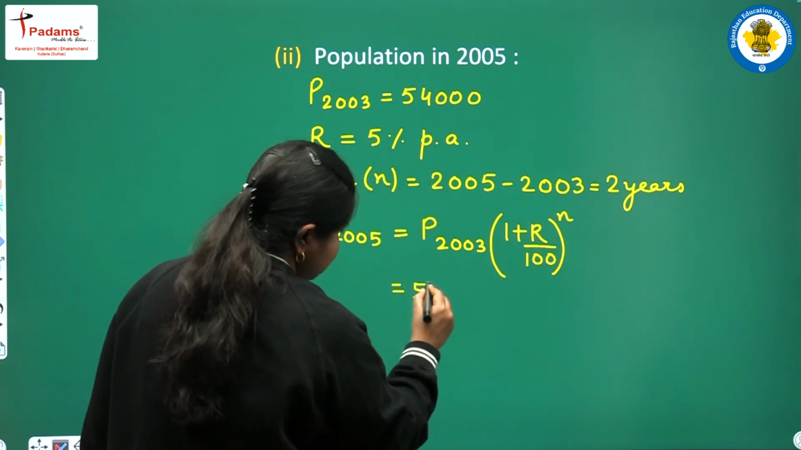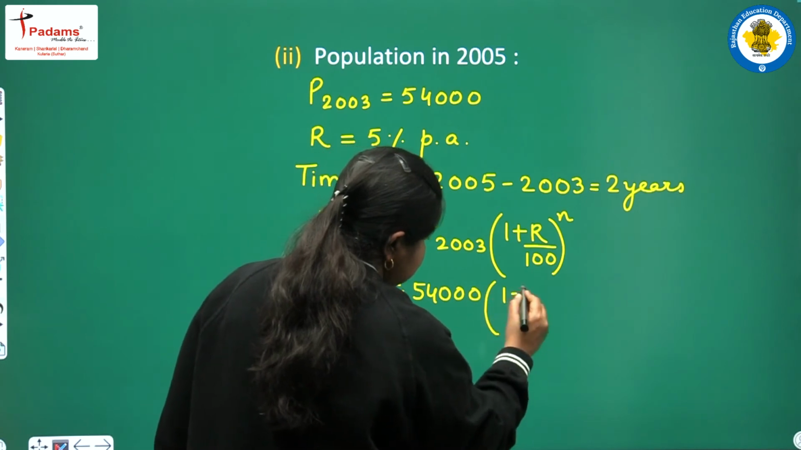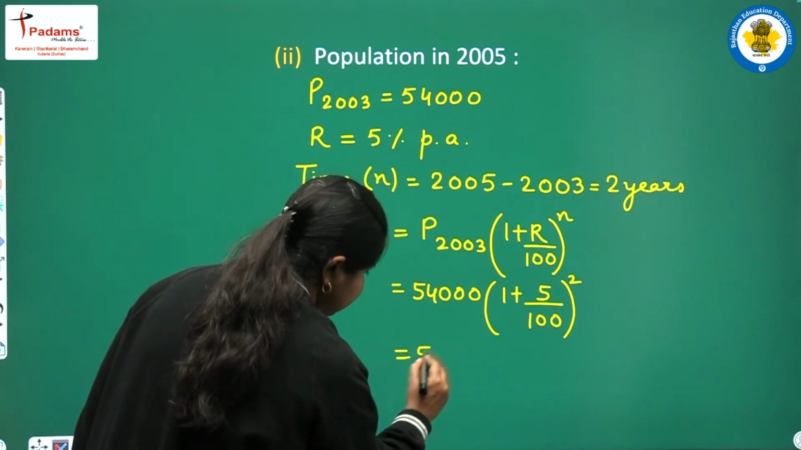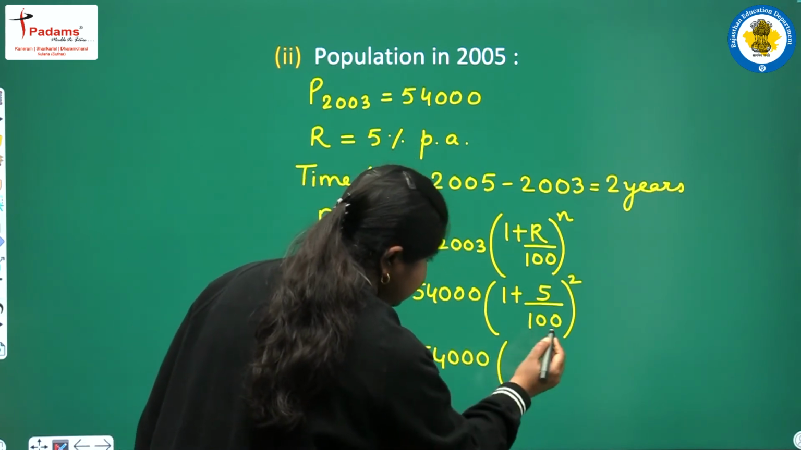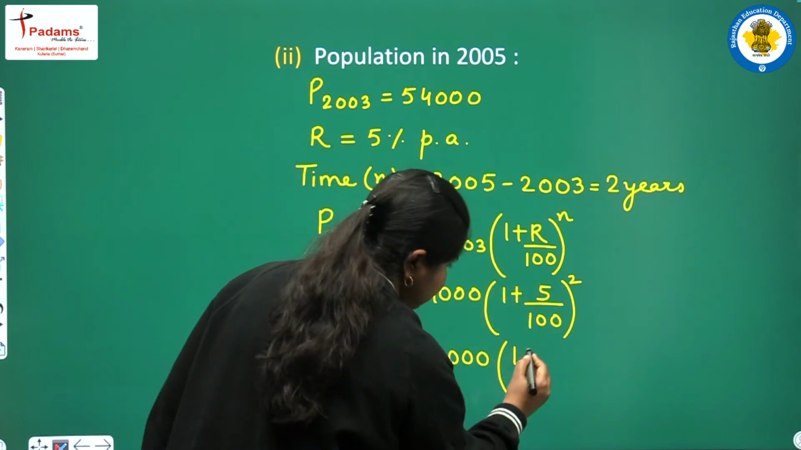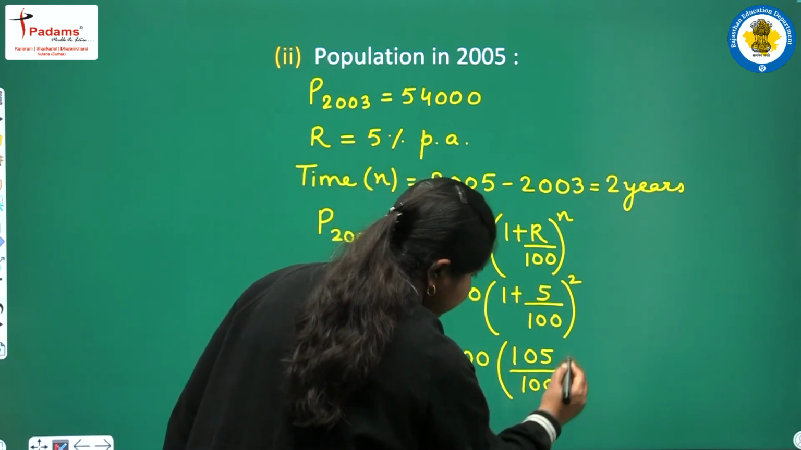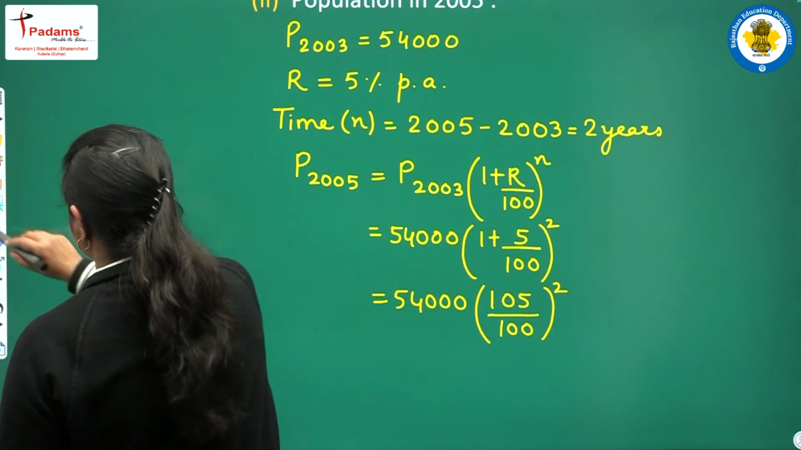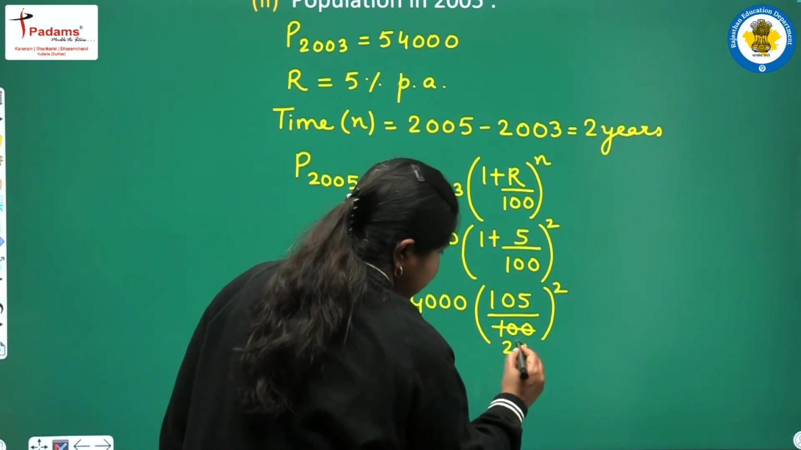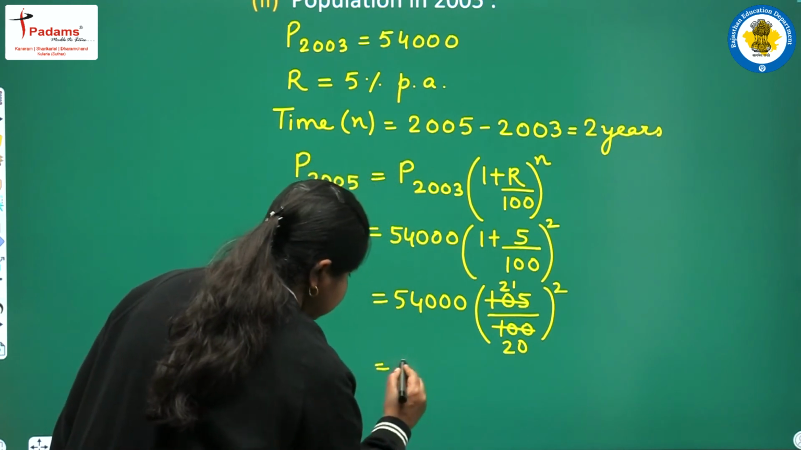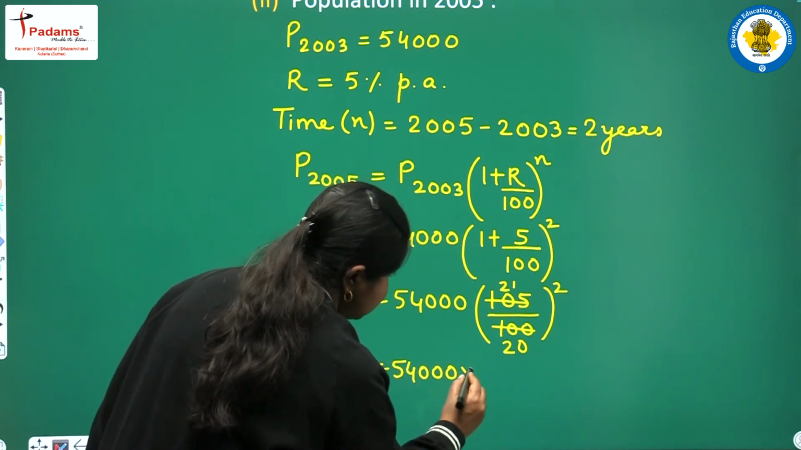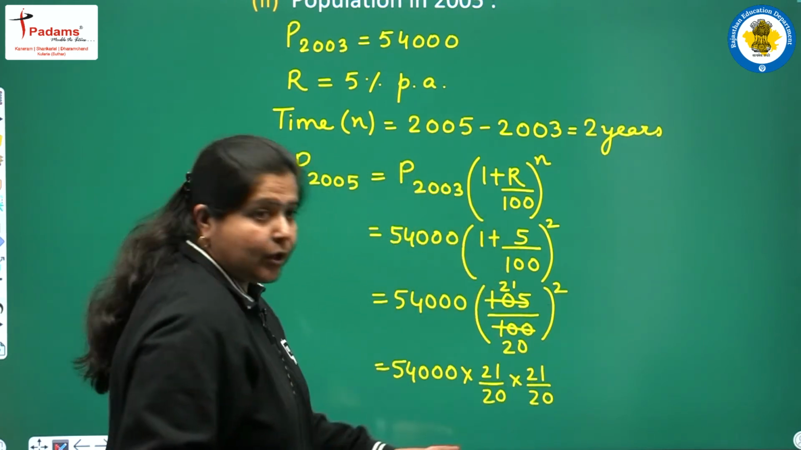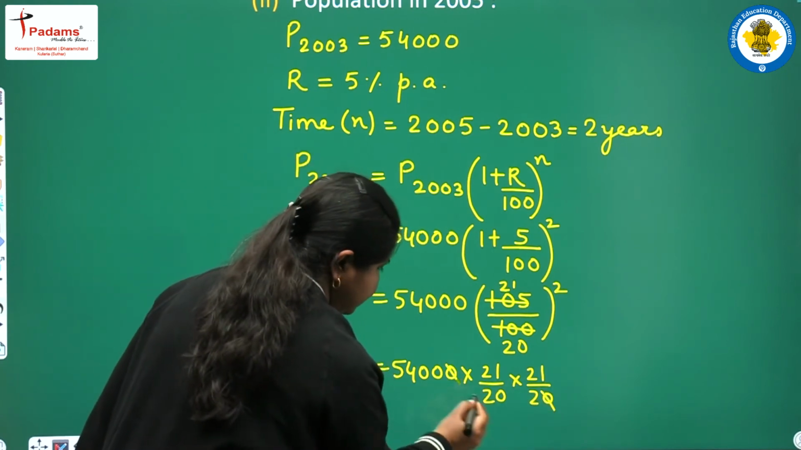Now this is 54,000, 1 plus 5 upon 100 raised to power 2. Again this will be 54,000 into, this will be 100 plus 5, 105 upon 100 raised to power 2. Now these two numbers are getting cancelled by 5, and so we can divide by 5, 20 times and here 21 times. We will get it as 54,000 into 21 upon 20 into 21 upon 20. Since the power is 2, तो हम दो बार इसको लिख सकते हैं. Cancel this 0, cancel this 0.